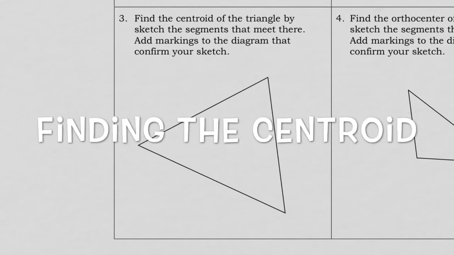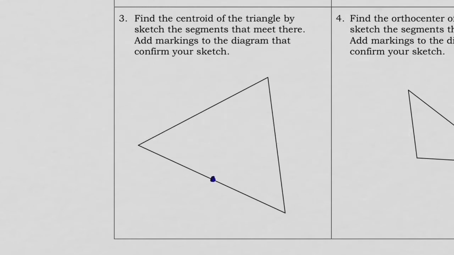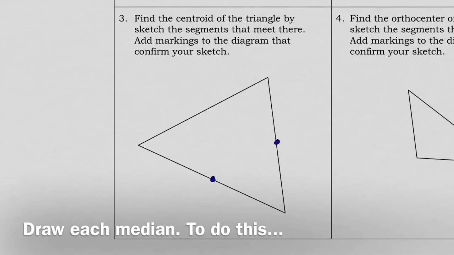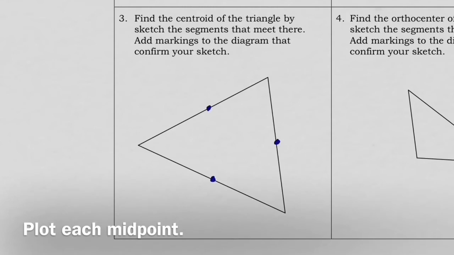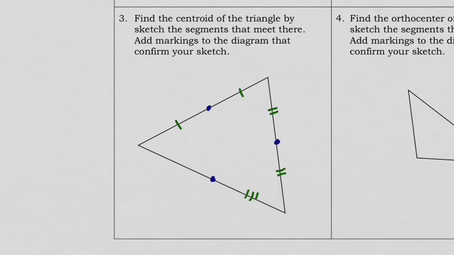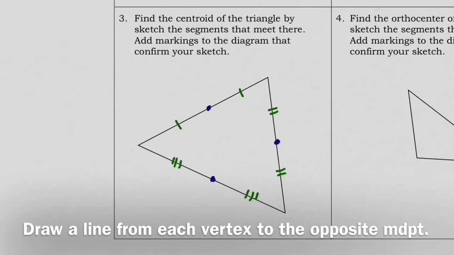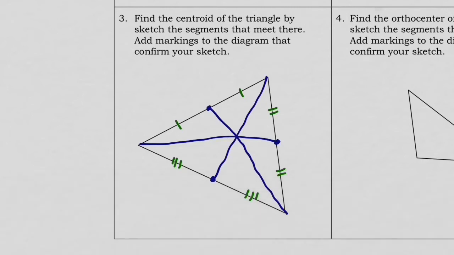The centroid is where the medians intersect, and the medians are lines that go from each vertex to the opposite midpoint. So we can first find the midpoints, and to show that these are the midpoints, we could add tick marks to our sketch like we did for number 1. And then from each vertex, we can draw a line to the opposite midpoint. The place where they intersect, that's the centroid.